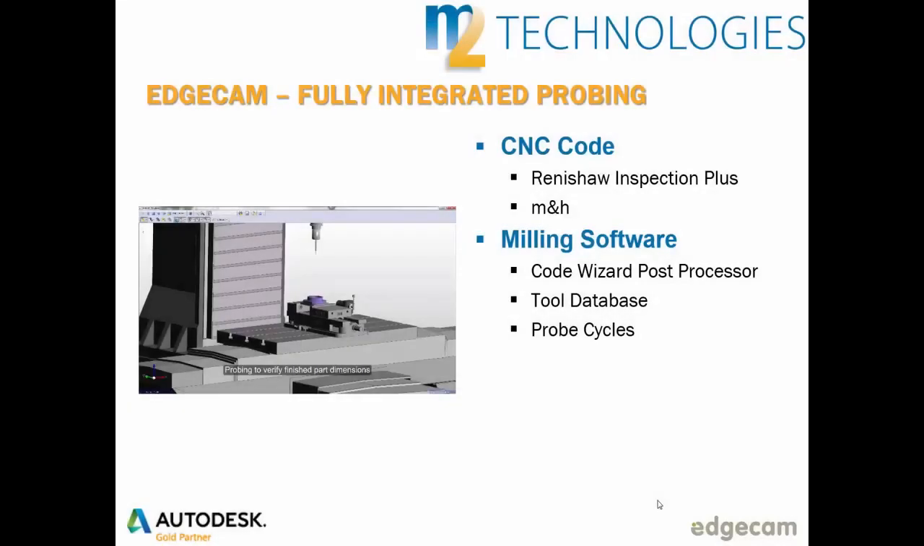Edgecam supports both Renishaw and M&H applications. Edgecam's probing technology is fully integrated with the milling software. CodeWizard mill post processors support probing as standard capability. Users can add the appropriate probe system and can adjust code output settings as desired. Probe tools can be stored in the tool store database, and probe cycles are provided as part of the standard machining commands. These probe cycles are similar to other events in the machining sequence, allowing the user full control of the probe commands and simulation that accurately predicts CNC machine movement with full collision avoidance checking.